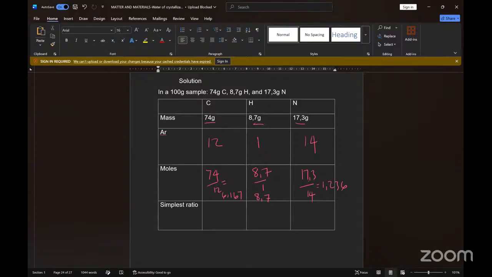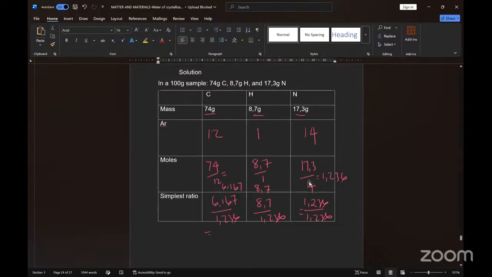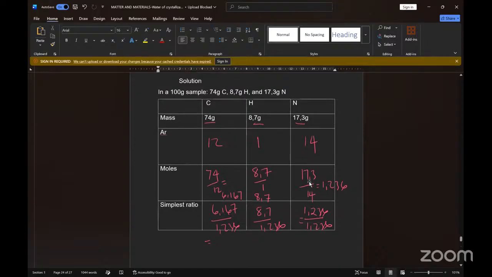So we divide through by the smallest value. This is 1.236 divided by 1.236. Okay. This is 8.7 divided by 1.236. And then this is 6.167 divided by 1.236. So when we do that, we are going to have 6.167 divided by 1.236.